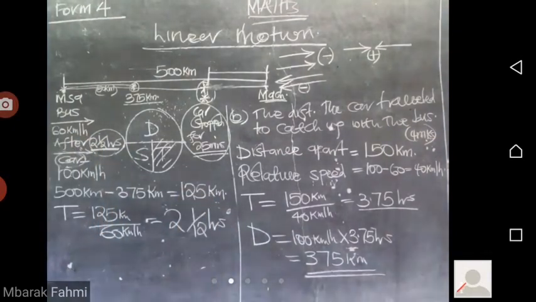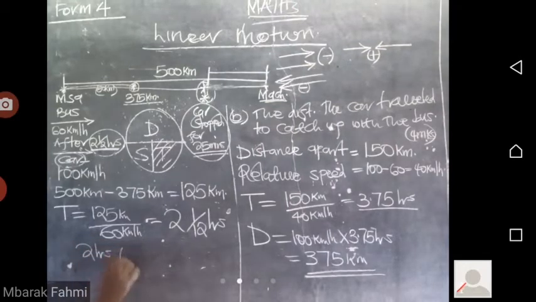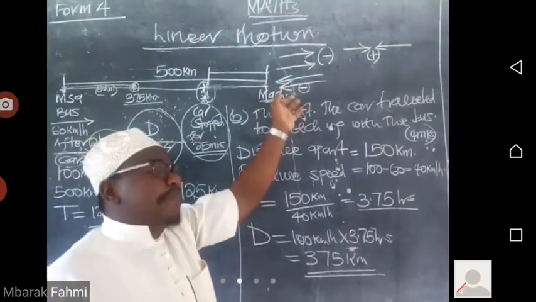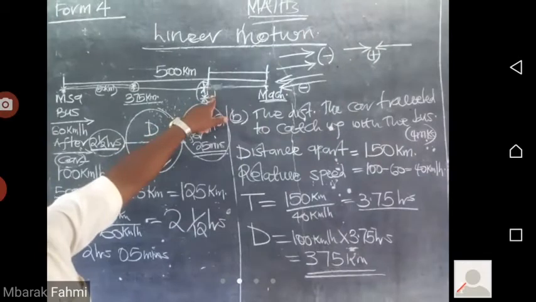If you change that into minutes, you multiply by 60. That's 1 over 12, you multiply by 60 to change it into minutes. So it will take a total time of 2 hours and 5 minutes. So the bus will take 2 hours and 5 minutes to reach Machakos from where they have met.